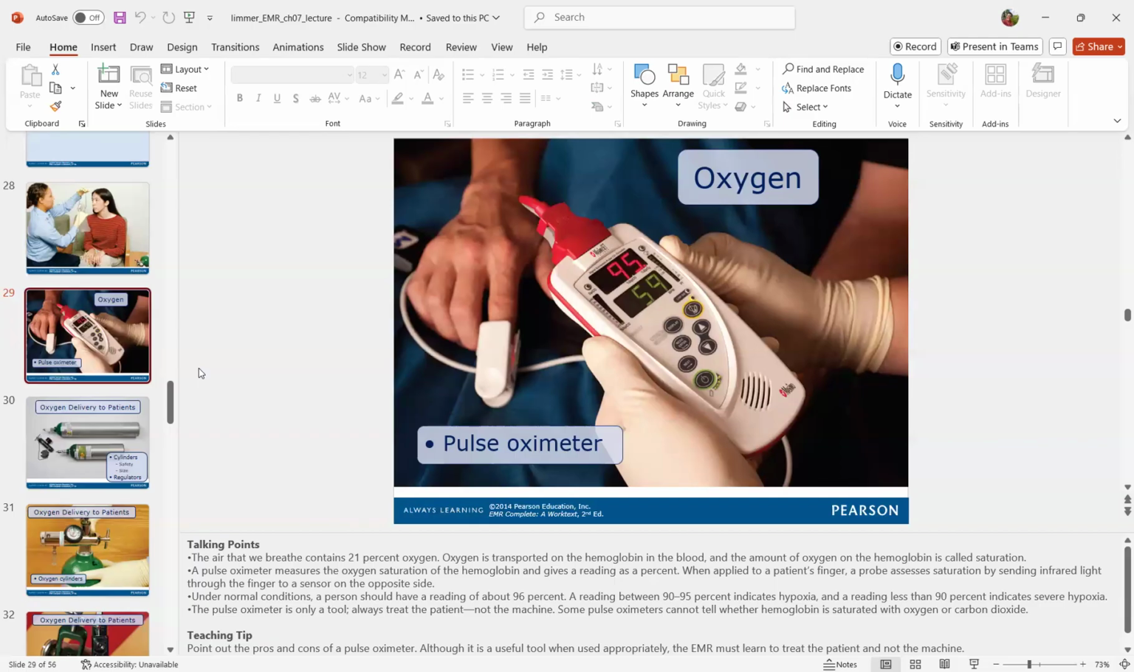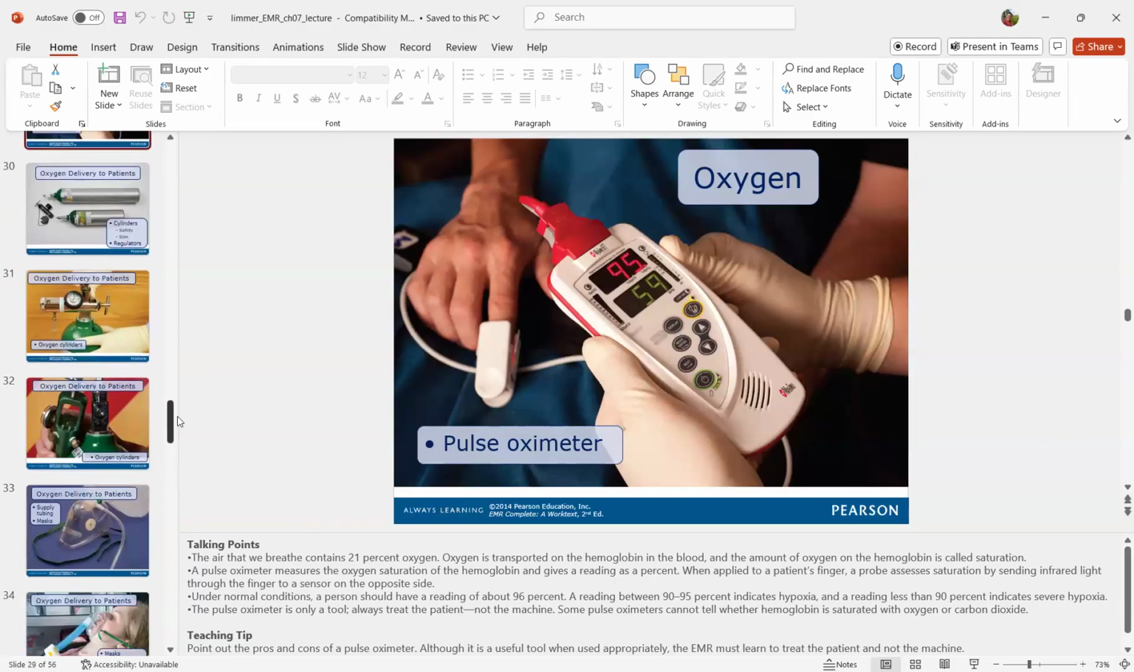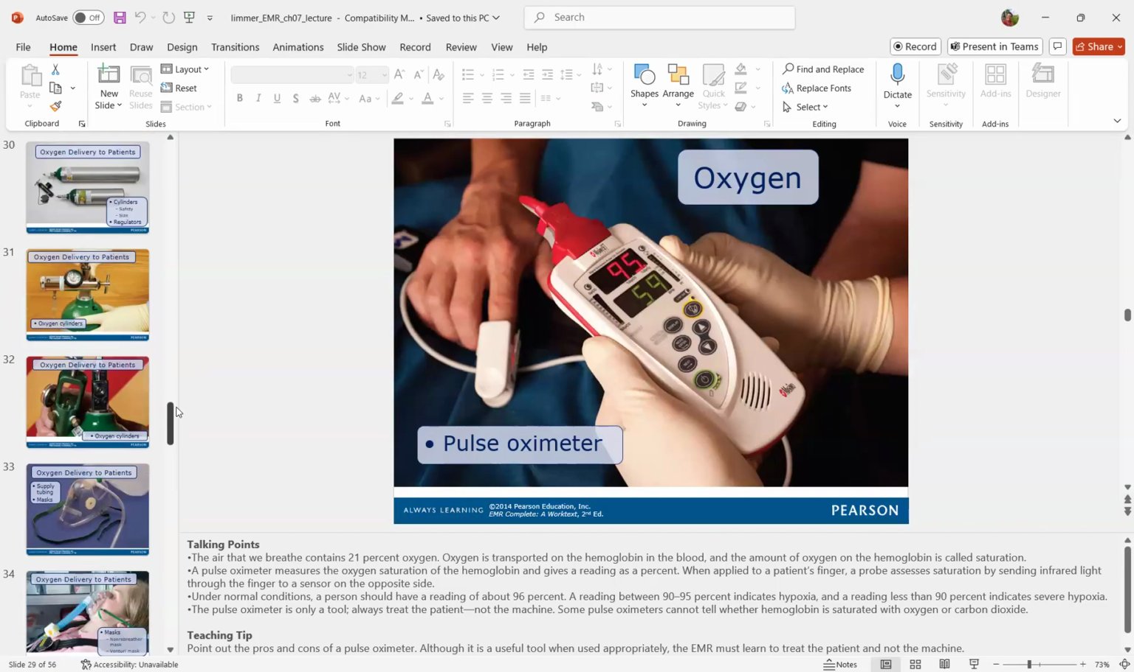It's a tool. We're also going to treat how the patient's looking. We're not just going to use the readings from the machine, because you could have a low battery or things could be not getting a good reading. It's a tool that we can use, but we always want to treat our patient. Some pulse oximeters can't tell whether hemoglobin is saturated with oxygen or carbon monoxide. So they could have carbon monoxide poisoning and read 100% when they're really not getting oxygen. It knows it's binding with something, it just doesn't know what. So again, we treat our patients, not just the numbers on the machines and tools that we're using.